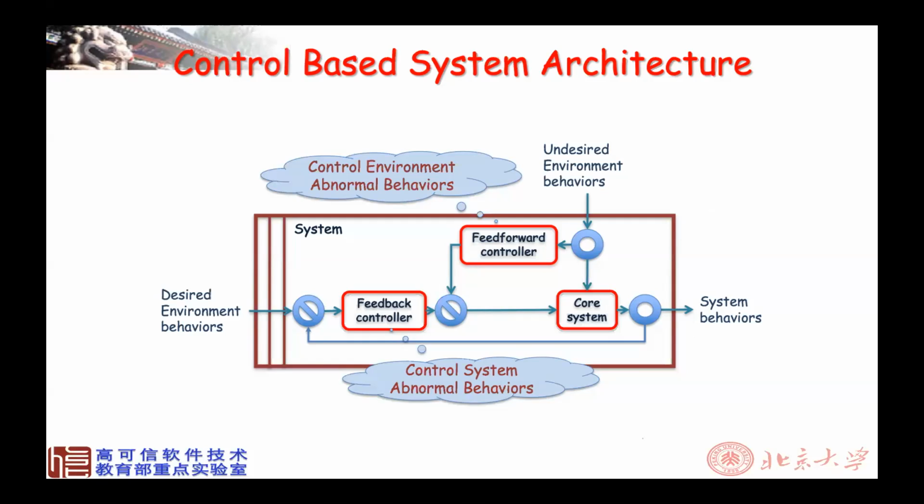But how to build the controller? The controller is a newly included component in the system. The core system is the original system, and we include two components in the system to build a bigger system. You see, this is also a machine domain, a rectangle with two lines in. So this is a machine domain. So this machine has three components.